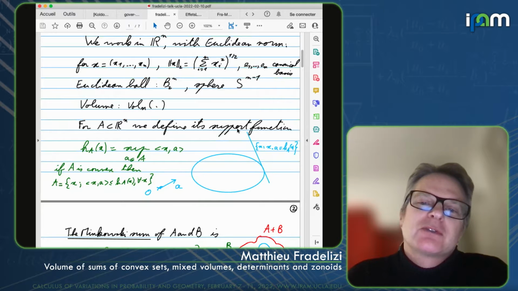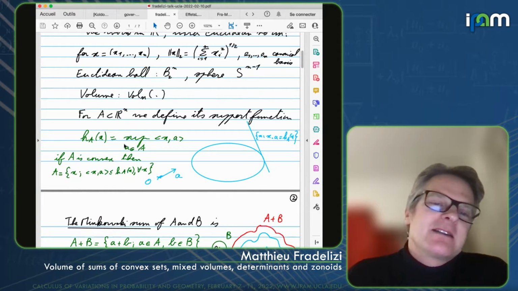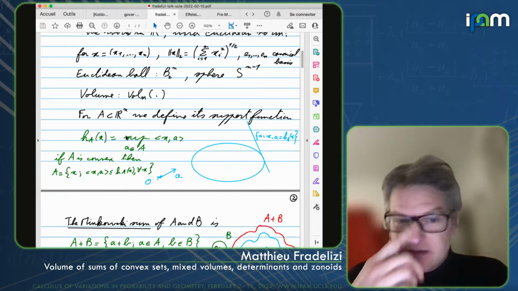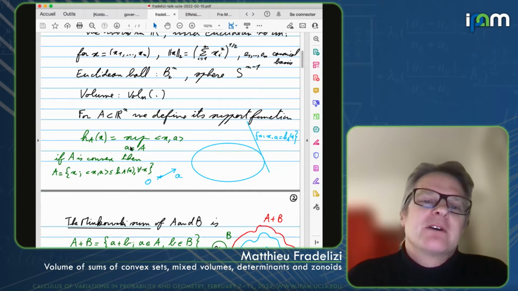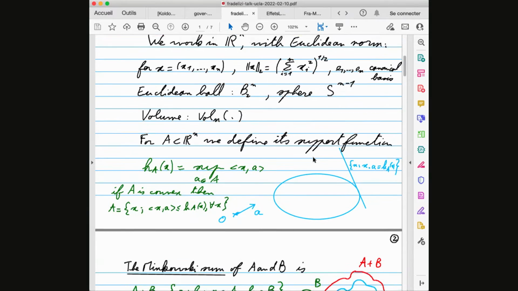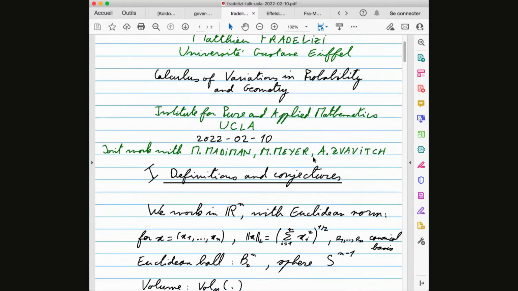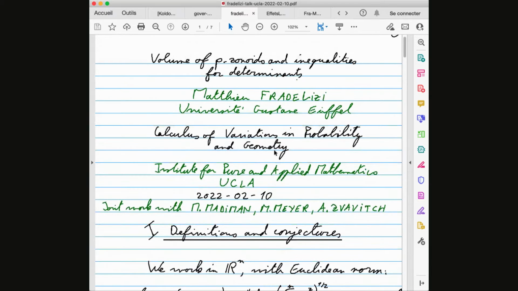And the support function is, you know what it is. It has been defined in a previous talk, but this is just the supremum over a in A of the scalar product of x and a. And when A is convex, it is completely determined by its support function. And so I introduce these things to introduce you to the subject of my talk, which is p-zonoids.